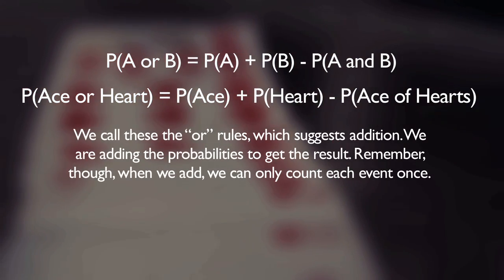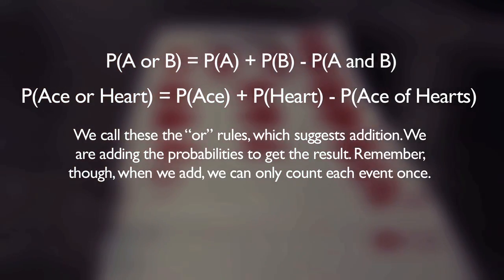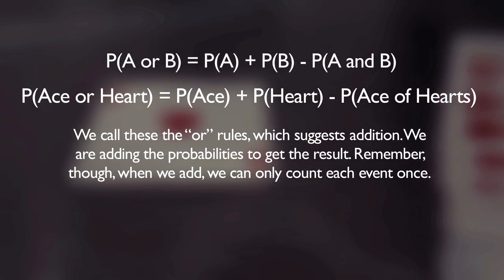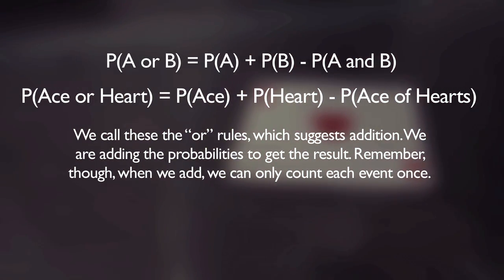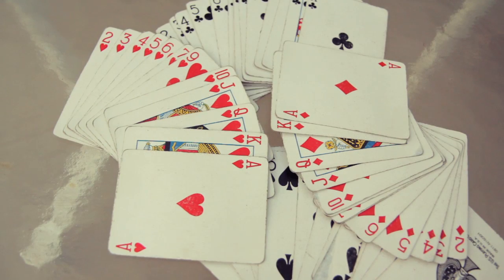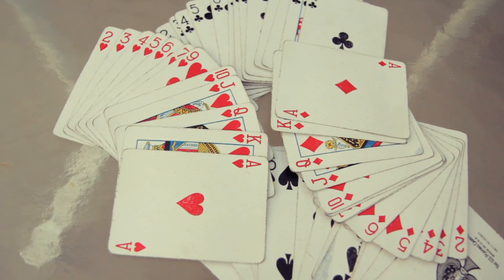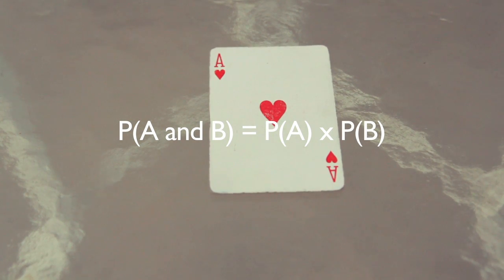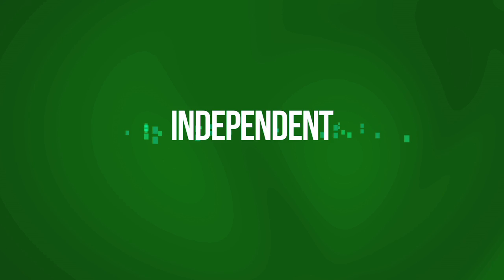We call these OR rules, which suggests addition. We are adding the probabilities to get the result. Remember though, when we add, we can only count each probability once. However, sometimes we want the probability of A and B. If two events are independent, then the probability of the outcome is the probability of A times the probability of B. So what do we mean by independent?